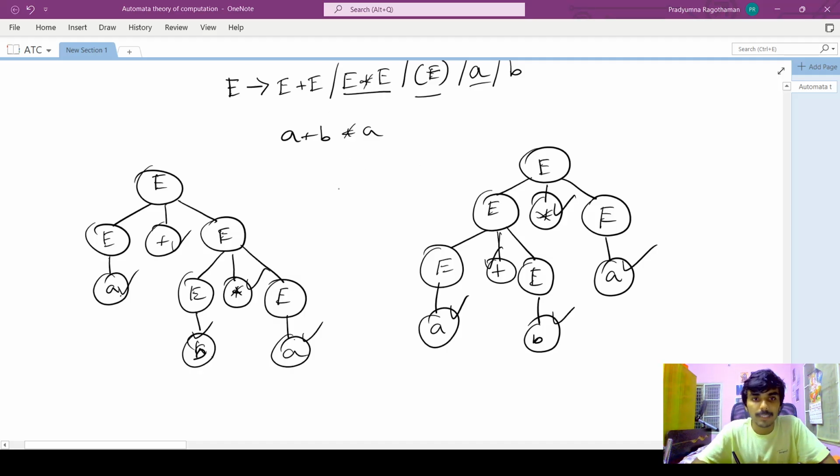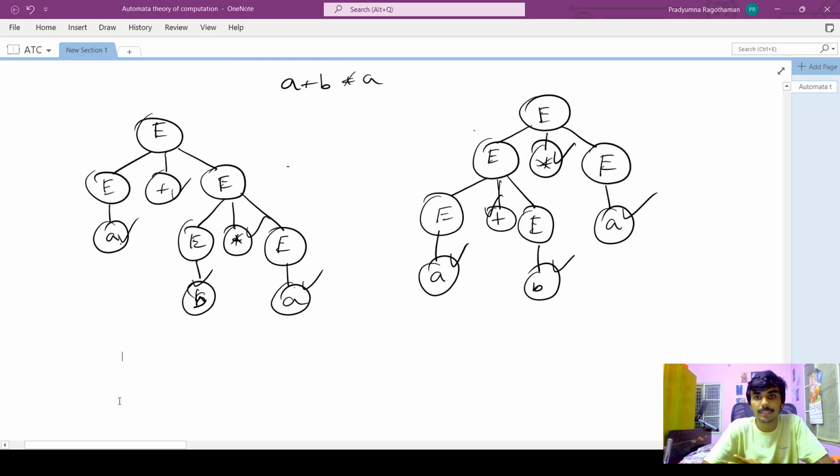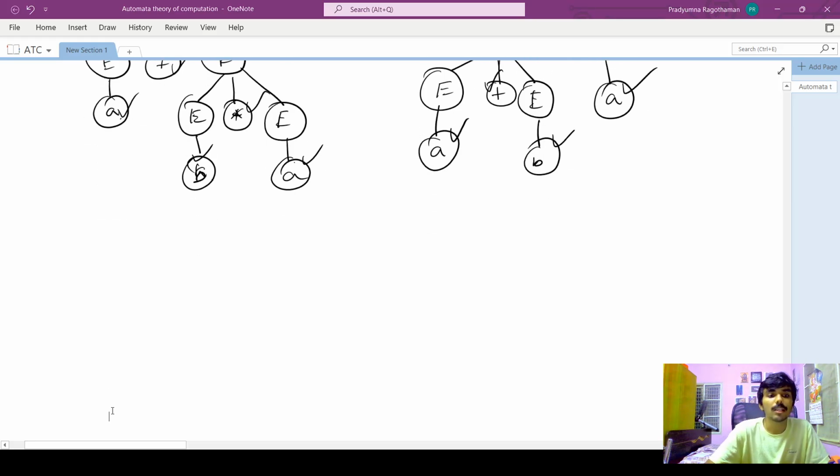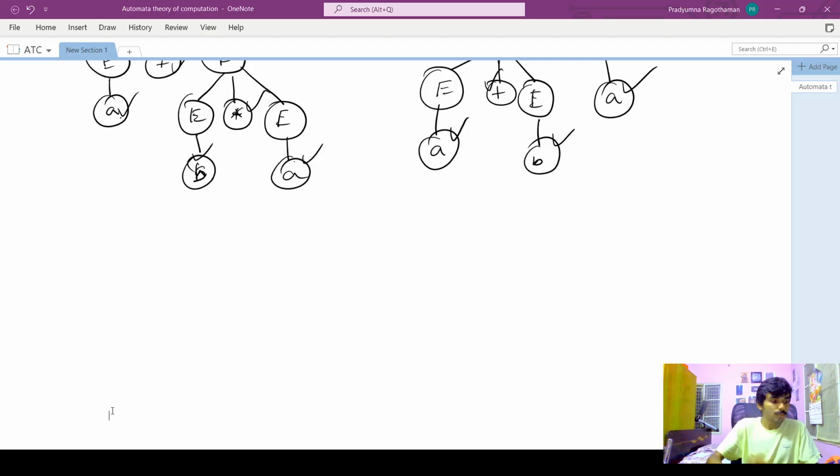As you can see here, there are two ways to derive this expression from the same grammar, but this causes ambiguity for computers to parse the string and validate the string. So this should not be the case, and this creates the ambiguity in the grammar. And now let us see how we can overcome this ambiguity.